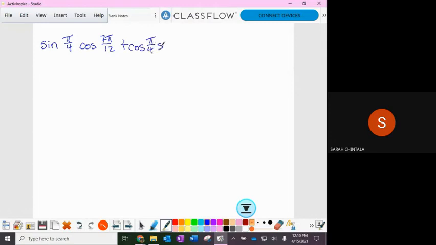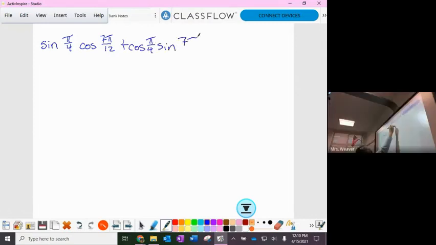Times the sine of 7 pi over 12. Okay, so remember, this is like what we said in class last time. This is giving you the right side of the formula. Did your algebra eyes start tingling? Did you recognize that as the right side of one of your sum and difference formulas?